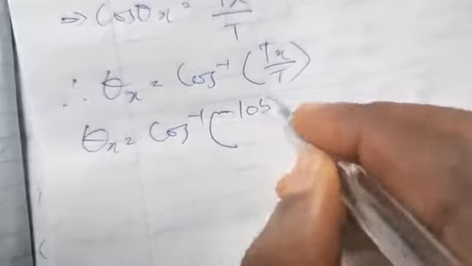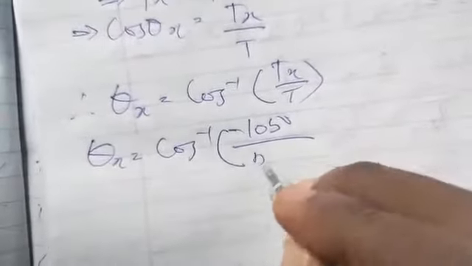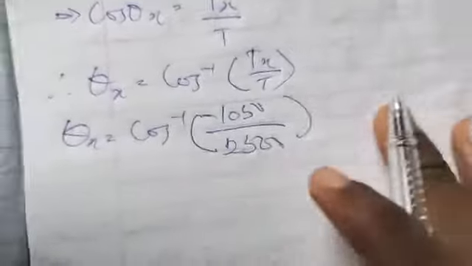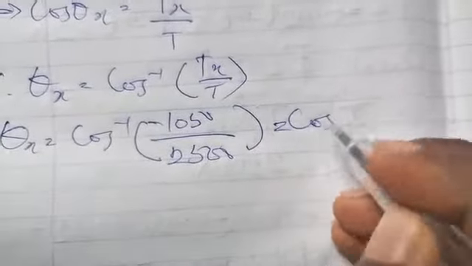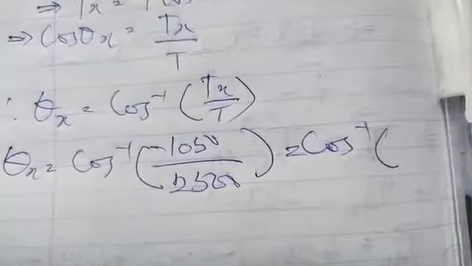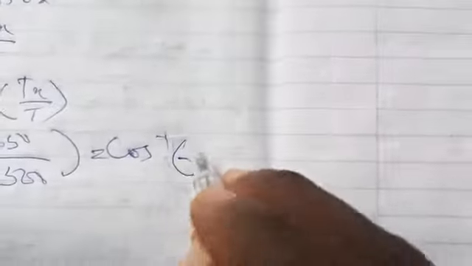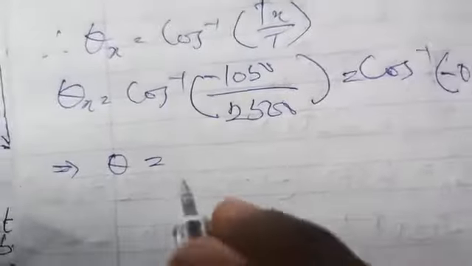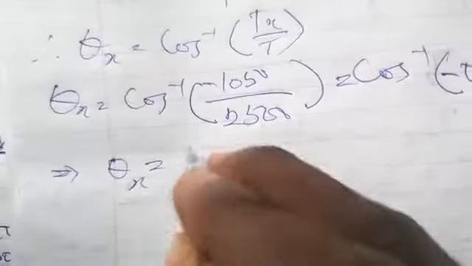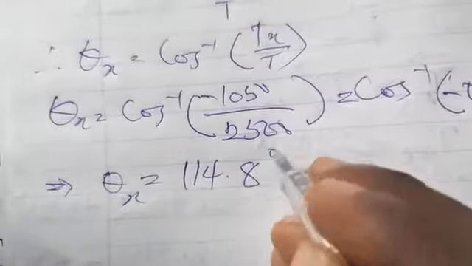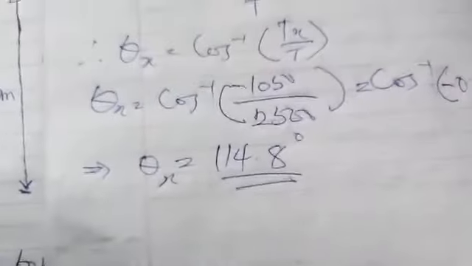Tx gives us minus 1050, so we have minus 1050 divided by T, and T is 2500. So this is arc cos of minus 0.42. Cos inverse of that gives us theta x of approximately 114.8 degrees. That's theta x.